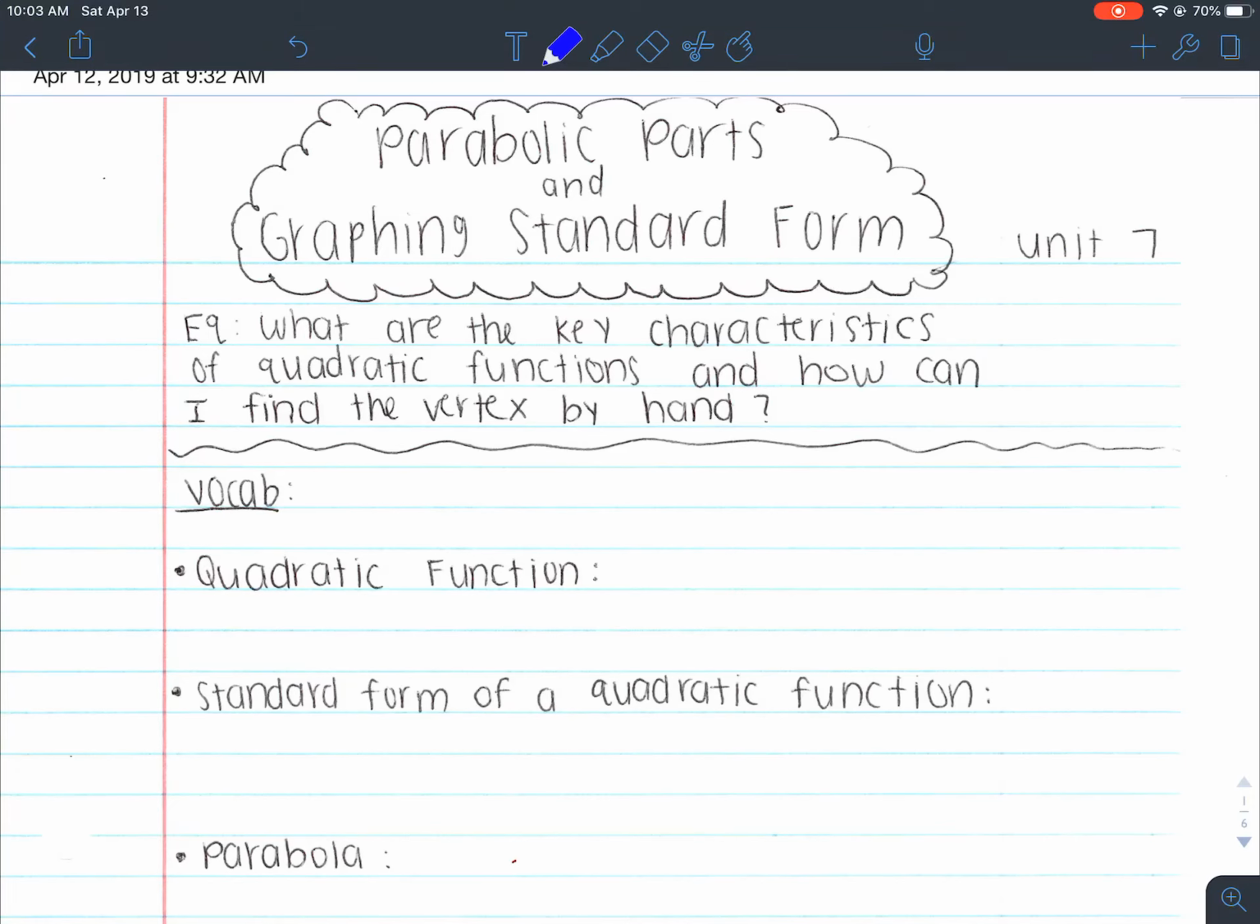Hey guys, these notes are for parabolic parts and graphing standard form. It's the first section of notes for Unit 7, so welcome. Essential question is, what are the key characteristics of quadratic functions and how can I find the vertex by hand?